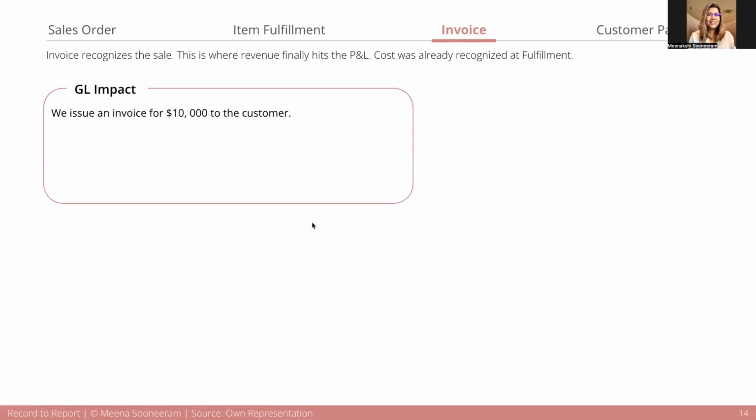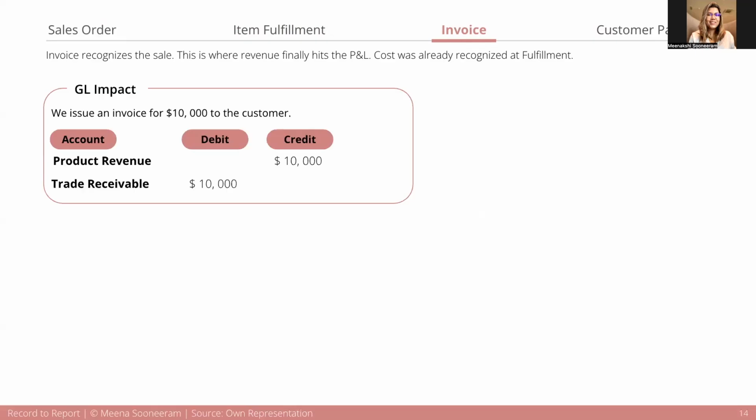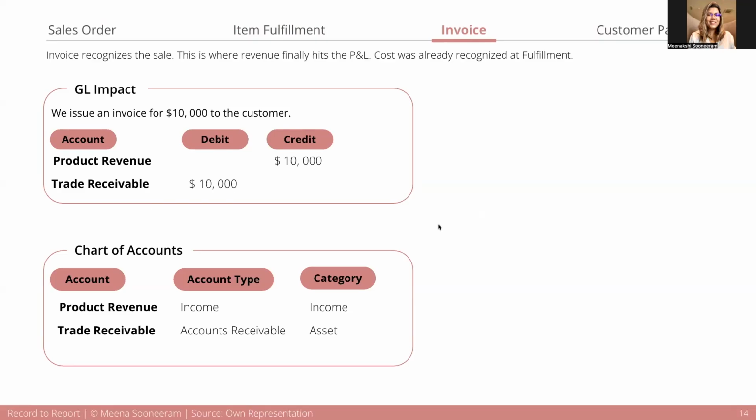So when we create an invoice, this is the GL impact in the backend. First, our revenue account will get credited and our AR account will get debited. Again, if you want to know why and when each account gets debited or credited, I will add the link to those videos in the description box below.